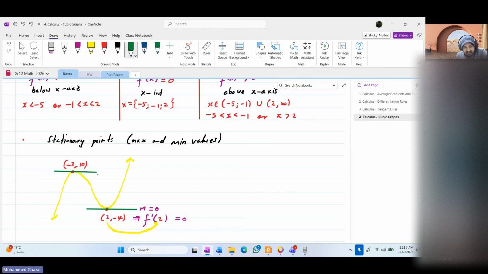So we say f prime x, so let's write f prime x equal to 0. Okay, it's fine. Let's write derivative at 2. This implies that f prime 2 is equal to 0. Same here. Over here, we're going to say f prime -3 is equal to 0.